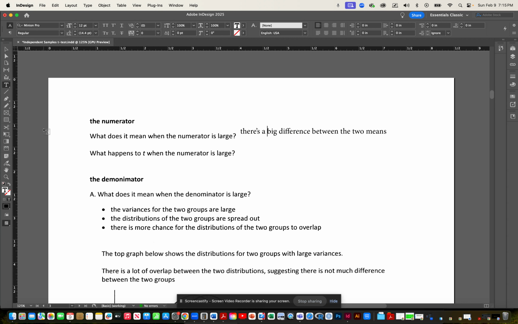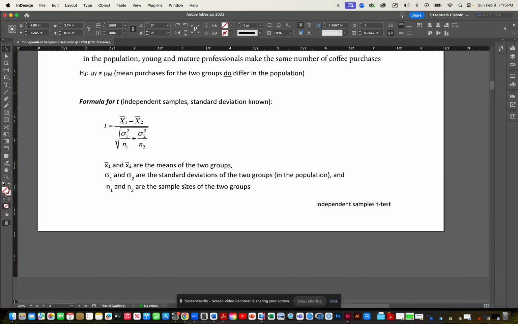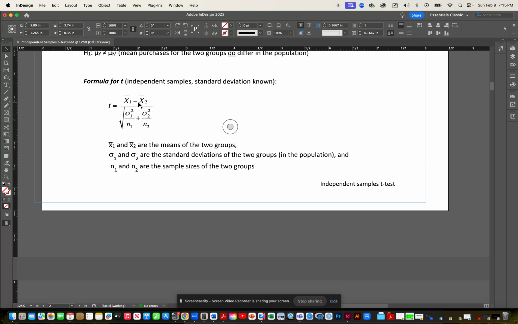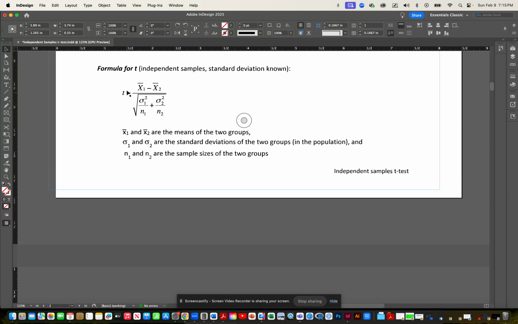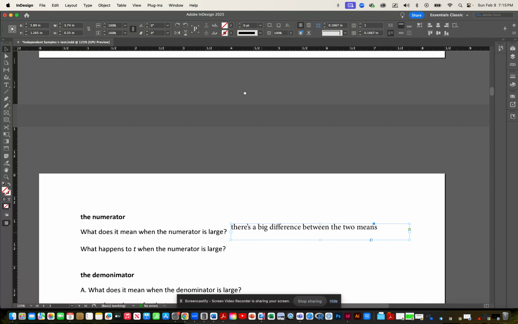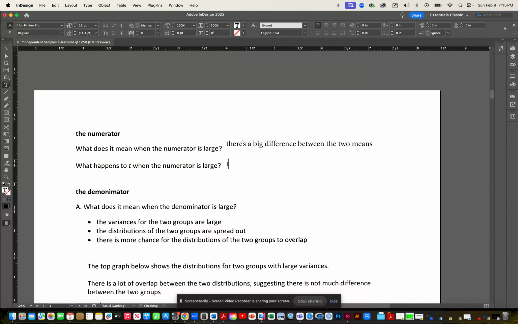And then what happens to t when the numerator is large? Well, mathematically, if you think about fractions, the bigger the numerator, in this case, the bigger the result will be, the bigger the t will be. So let's say that t gets larger.